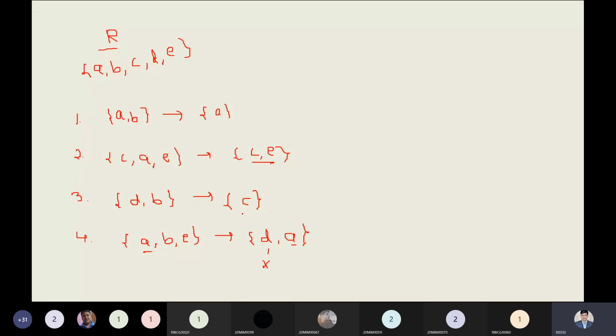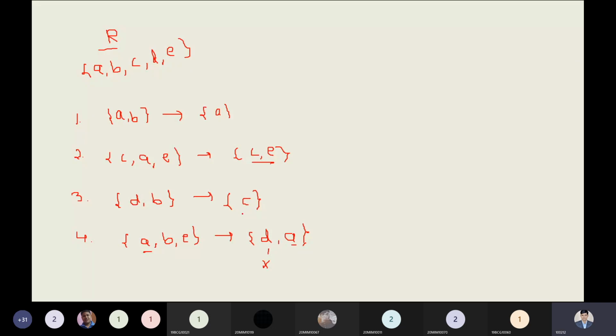We have the set of attributes A, B, E, but on the right side we have D and A, or AD. These are the two attributes. Both should be part of the set of attributes mentioned on the left side. That's why we have non-trivial over here, because only one attribute is matching, but the other attribute is not matching. So at a time this is considered in terms of the set of attributes.